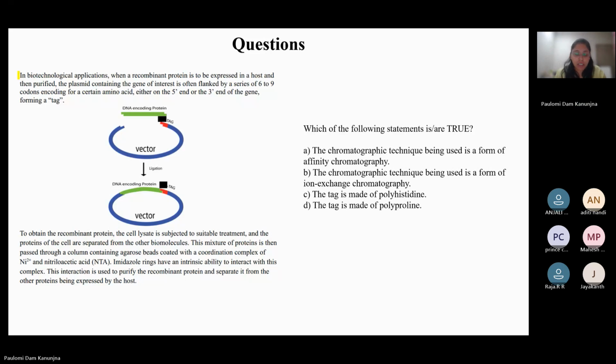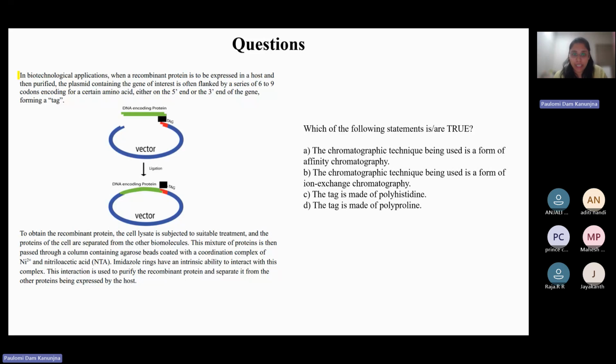Okay. This question here says, in biotechnological application, when a recombinant protein is to be expressed in a host and then purified, the plasmid containing the gene of interest is often flanked by a series of 6 to 9 codons encoding for a certain amino acid either on the 5' or the 3' of the gene, forming a tag.